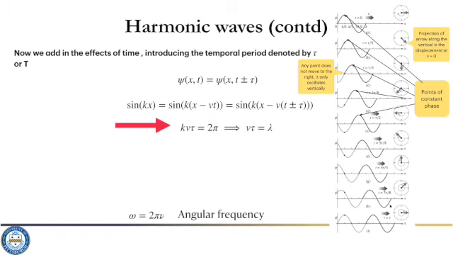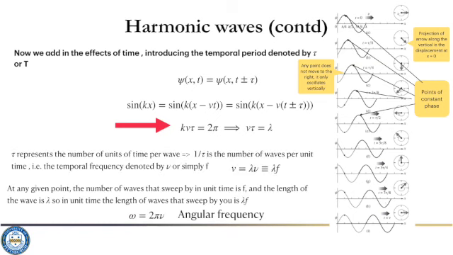As we just saw from this right-hand figure, after a time period tau, the wave has traveled by a distance lambda, which means we can define a velocity for this wave, right? And this velocity is in fact lambda divided by tau. So you can say that tau represents the number of units of time per wave. So 1 over tau is the number of waves per unit time. And this waves per unit time is called the temporal frequency nu, or simply sometimes f. And as I just showed you, v must be equal to lambda times nu, or lambda times f.